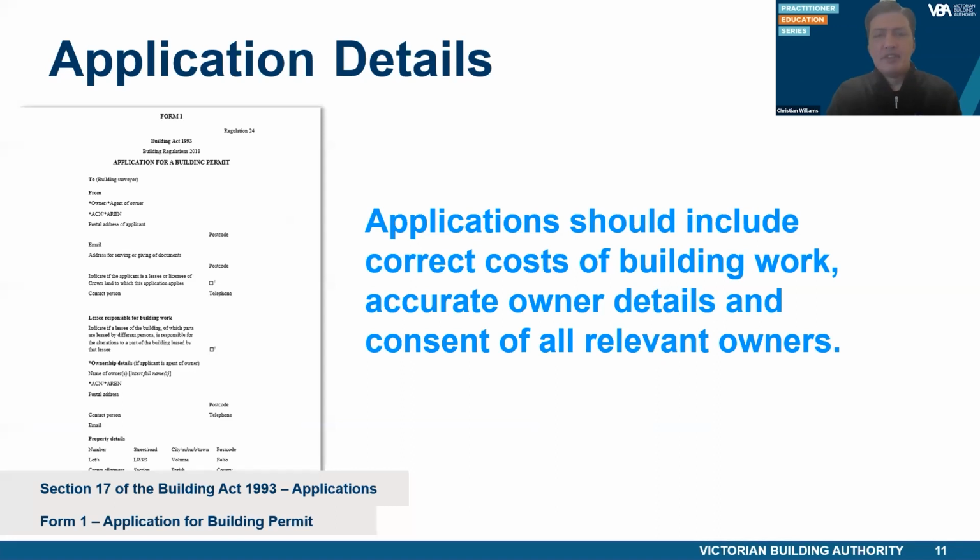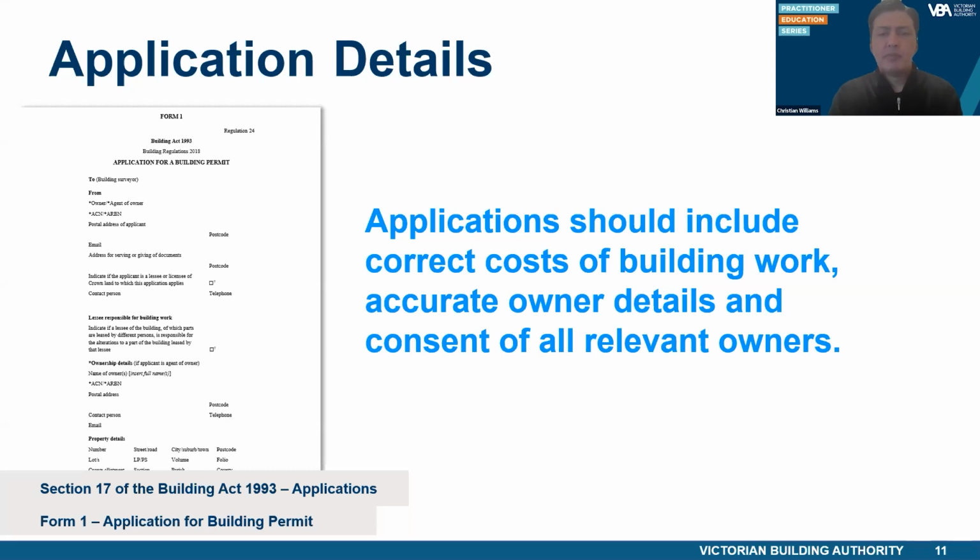In accordance with Section 17 of the Building Act, an application for a building permit may be made to a private building surveyor or a private municipal building surveyor or a private building surveyor under Part 6. An application for a building permit must be made in the form of Form 1, must include the prescribed information under Division 2 of Part 4 of the regulations and must be accompanied by the required fees. It's not considered to be a full application unless all these items have been provided to the relevant building surveyor.